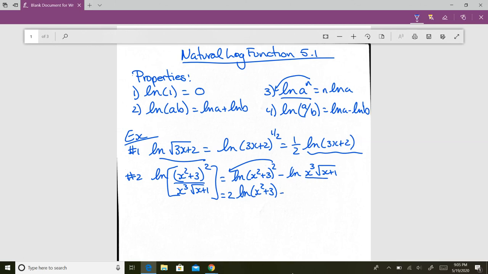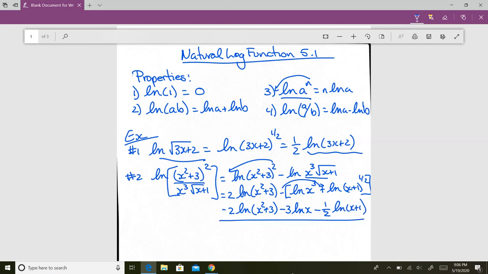These two are being multiplied. Put these brackets in because that means I'm adding these. And instead of writing the square root, we don't like square roots when we're dealing with logs. We want exponents. Why do we want exponents? Because they fall down in front. So then this whole thing becomes 2 natural log of x squared plus 3 minus 3 natural log of x minus, because that negative goes to there, 1/2 natural log of x plus 1. And that's about all you can do with that for simplifying. And then normally we would do the derivative.